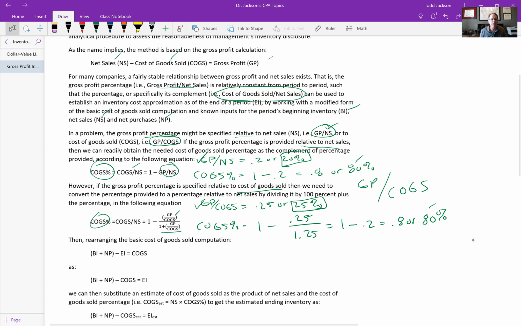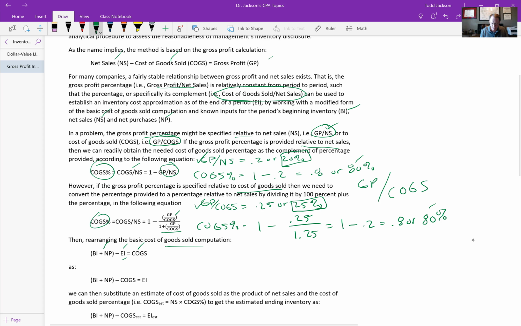So having obtained the desired cost of goods sold percentage, we then use that in a reformulated version of the cost of goods sold computation. As we can remember, our cost of goods sold computation is our goods available for sale, which is our beginning inventory plus our net purchases, subtracting what we did not sell, our ending inventory, to give us the cost of what we did sell.